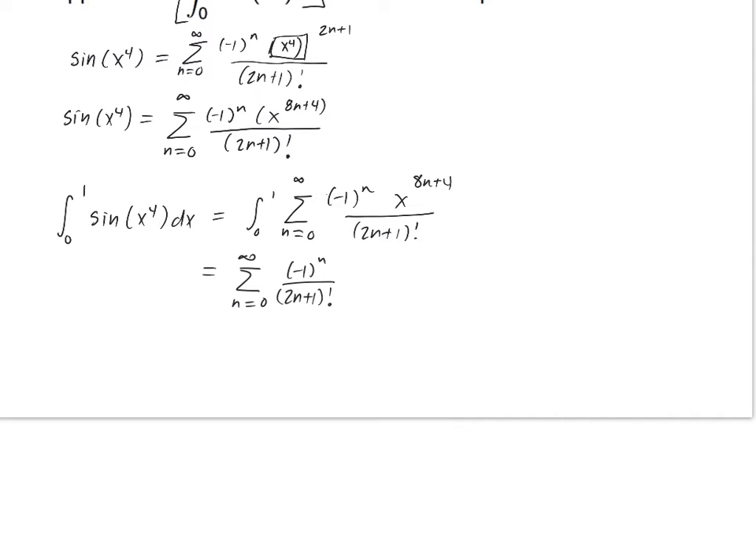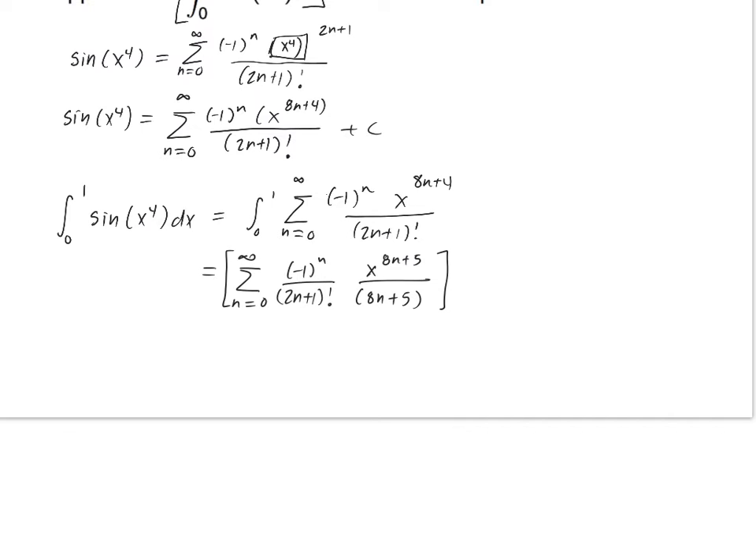So what's the antiderivative of x to the 8n plus 4 power? x to the 8n plus 5 over 8n plus 5, plus c, but we need plus c in this case. No, I should have really had plus c up here, that's my bad and that's a little bit wrong. But why in this next case do I not need plus c? Because I have a definite integral.